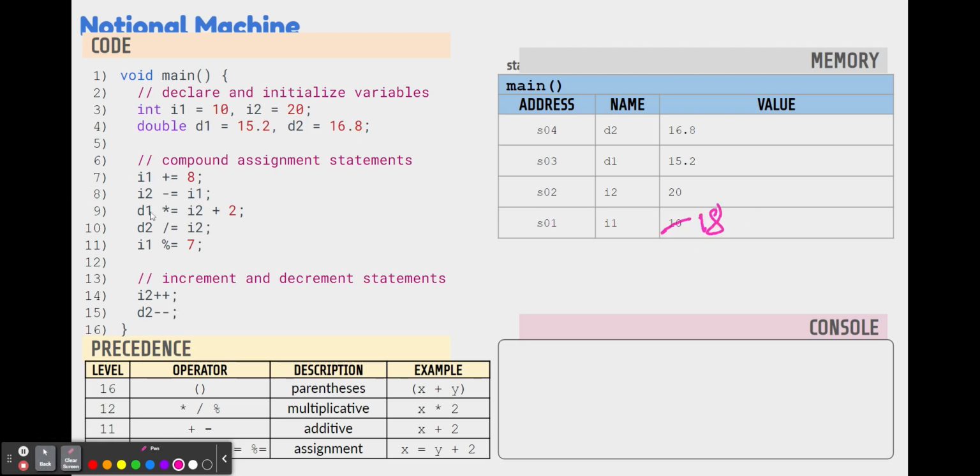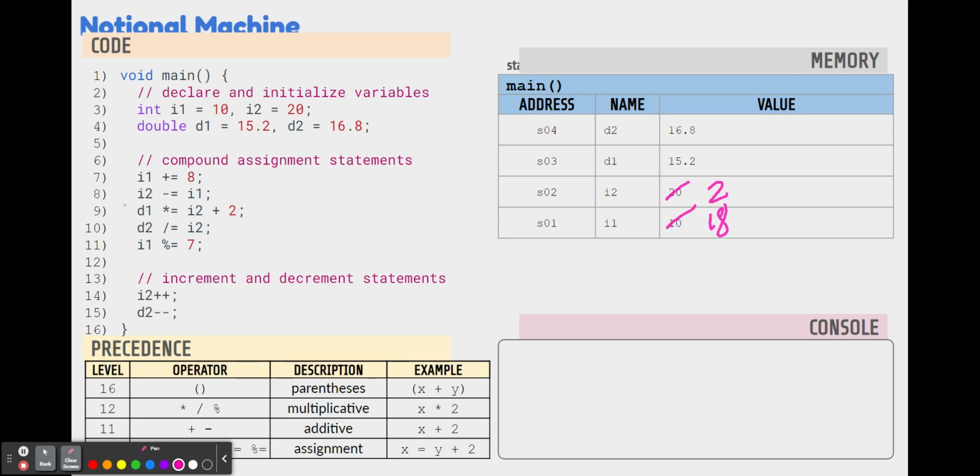Next, we're going to look at our next line of code, line 8. We have I2 minus equal to I1. Again, this is the same. We can then just break that out. That's the same as saying I2 is equal to I2 minus I1. We need to evaluate I2 and I1 on the right-hand side. I2 is 20 minus I1 is now 18, so that's 20 minus 18, which is 2, and that gets stored back into I2. So I2 changes, I2 is now 2.